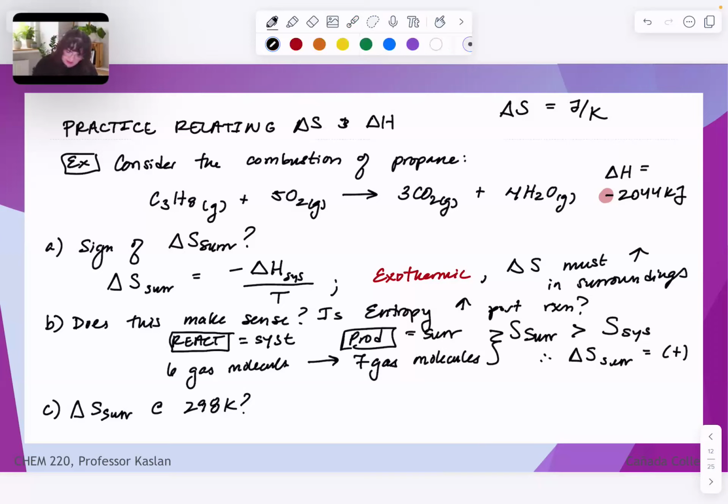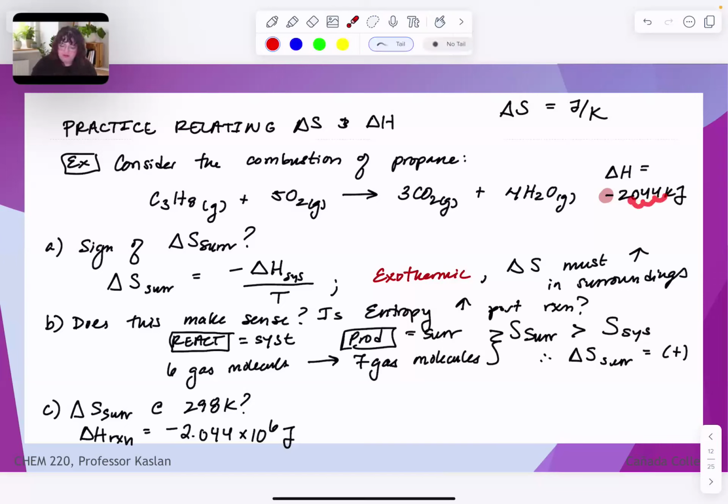So we can now say that in joules, that's going to be delta H. The heat of combustion is negative 2.044 times 10 to the 6 joules, because I had 1, 2, 3 in the thousands of a kilojoule. So 1,000 times kilo, 1,000, is 10 to the 6.